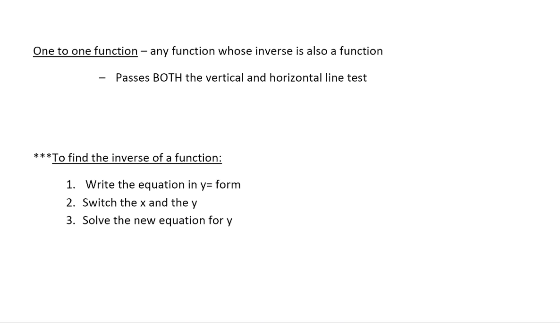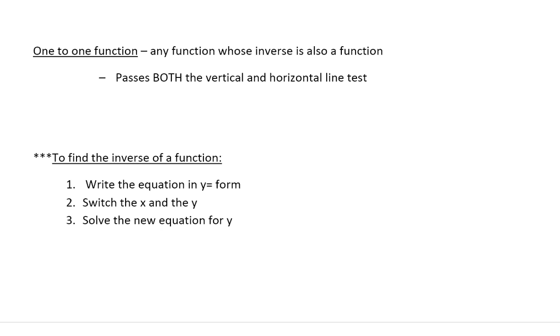And if you're looking at the graphs of these, the graph of a one-to-one function would pass both a vertical line test and a horizontal line test. And by drawing those lines, you're really testing the function by the vertical line, and you're testing the inverse by the horizontal line. And I think that'll become more apparent when we look at the graphs of these in your exercises.